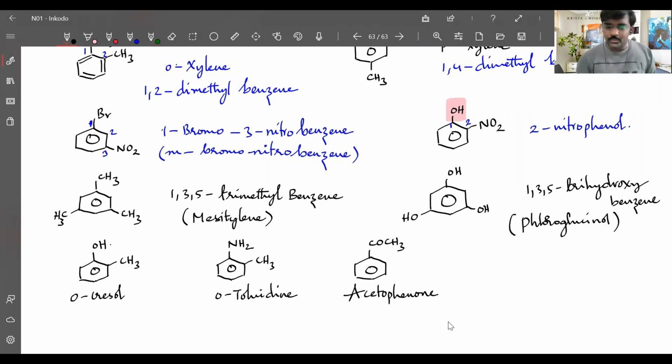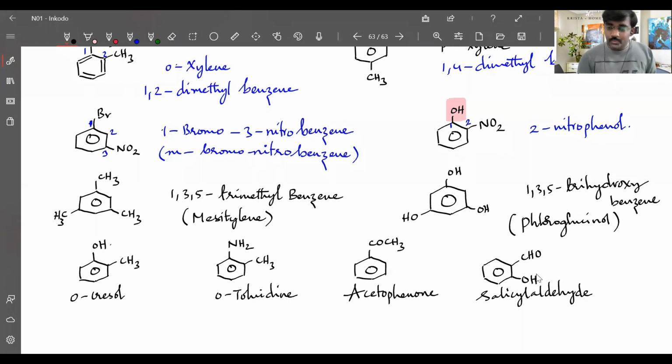Okay, that is called acetophenol. Next, on the benzene ring, now I have CHO. At the same time, an OH group is also there on the ortho position. Okay, only on the ortho position. Then we call it salicylaldehyde. Okay, this particular compound is called salicylaldehyde.